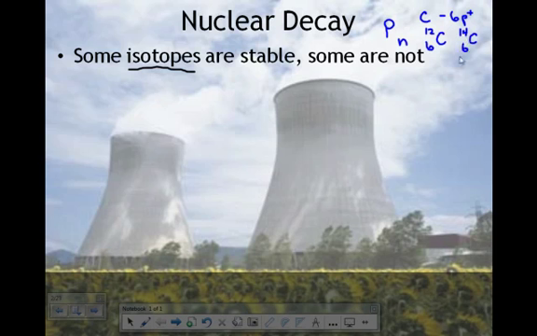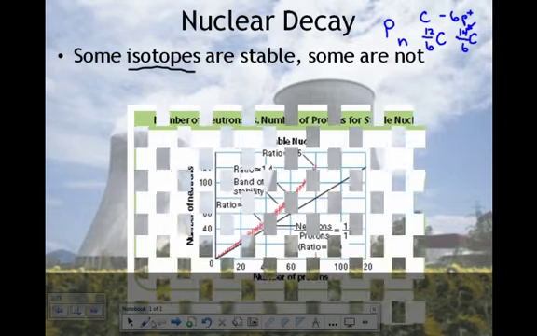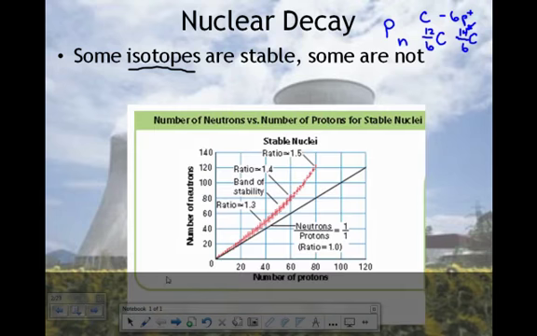See, the number of protons is always the same for that given element, but the number of neutrons could vary, and this carbon-14 just happens to be less stable than carbon-12. So we would find carbon-14 to be more rare in living things than carbon-12. So that's what an isotope is. And some of them are stable, some of them are not. Here's how we can predict that. For anything with an atomic mass of somewhere in the 20s, smaller atoms, it tends to be a 1-to-1 ratio of protons to neutrons. 1 neutron for every proton tends to be pretty stable.